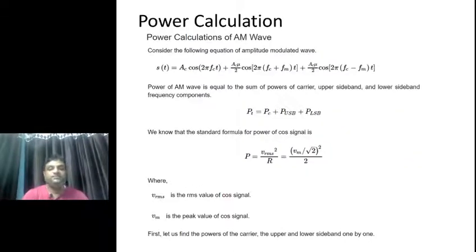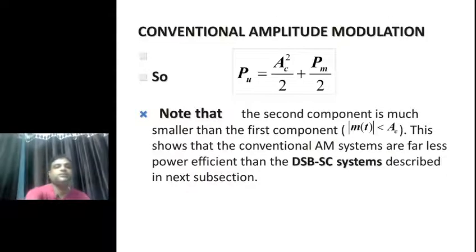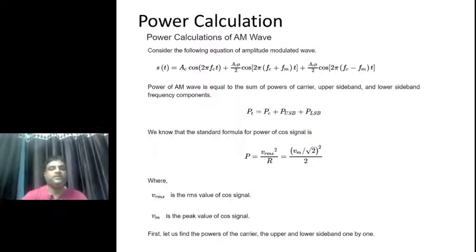Then we calculate the power. P equals Vm upon root 2, squared, divided by R. That is the reason we are writing AC square upon 2. See this particular AC square by 2 plus Pm by 2. Here see this particular equation. What is P equal to? PT equals PC plus PUSB plus PLSB. And the standard formula of the power is this.